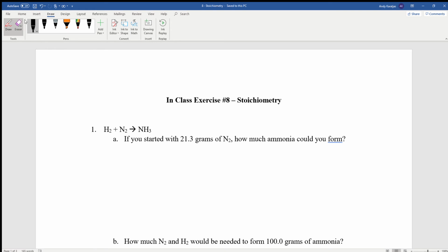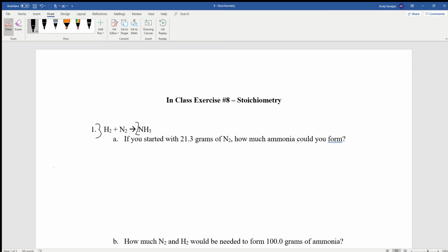All right, how do we start one of these? Well, we know the first thing that we need to do is we always need to balance the equations. And that's always your first step. And so now what we're saying is we started with 21.3 grams of nitrogen. How much ammonia could we form?